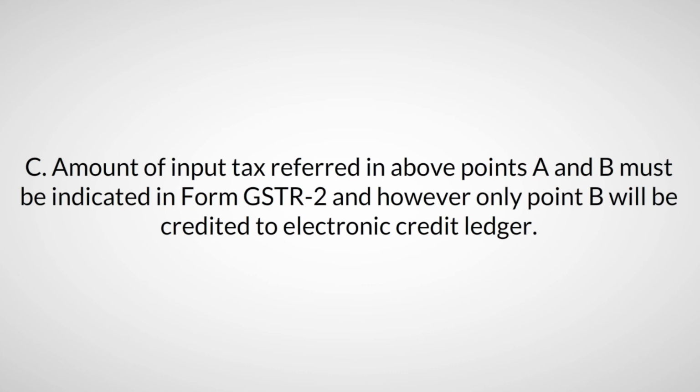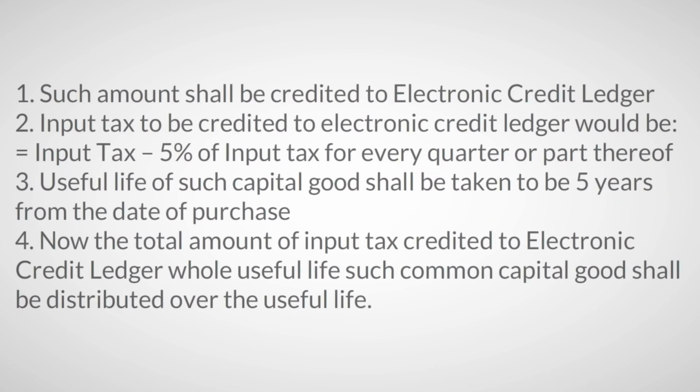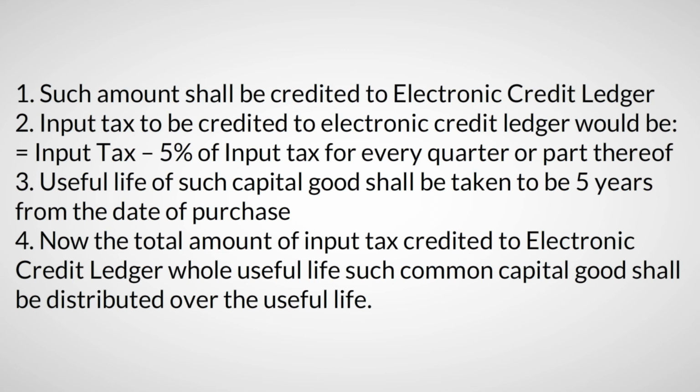C. The amount of input tax referred to in points A and B must be indicated in Form GSTR2, however only point B will be credited to the electronic credit ledger. D. Where capital goods are used commonly for exempt and taxable supplies and or business and non-business activity, the credit of input tax shall be calculated in the following manner. 1. Such amount shall be credited to the electronic credit ledger. 2. Input tax to be credited to the electronic credit ledger would equal input tax minus 5% of input tax for every quarter or part thereof.